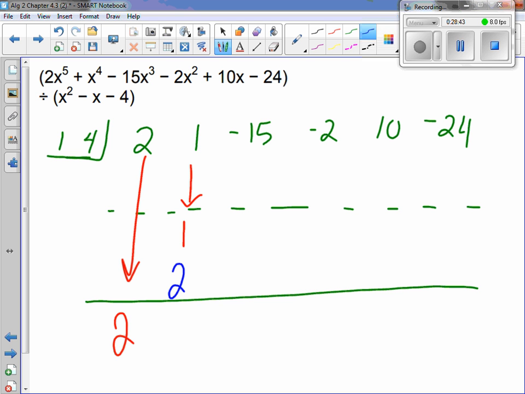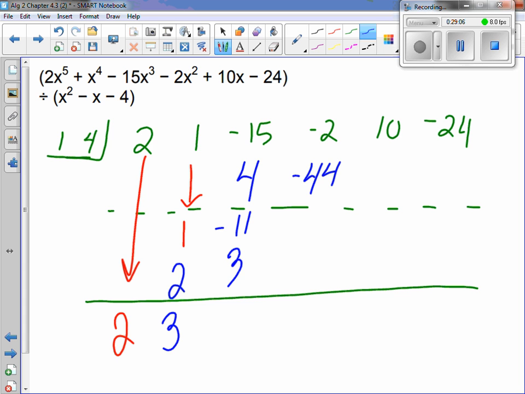4 times 2, or well, 4 times 1, which would give us 4. Then we would add down to get 3. And negative 11. Then 1 times 3. 4 times negative 11. Y'all can already see here there's a lot going on, yes? I do not teach this in this way.